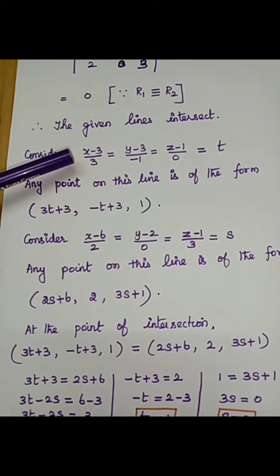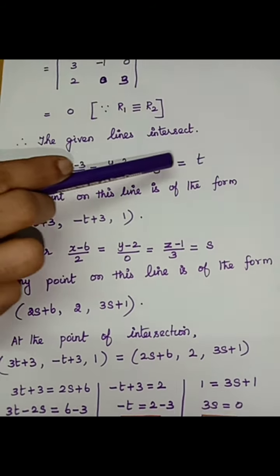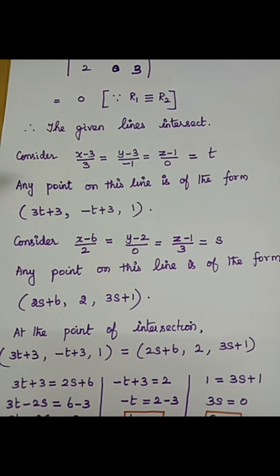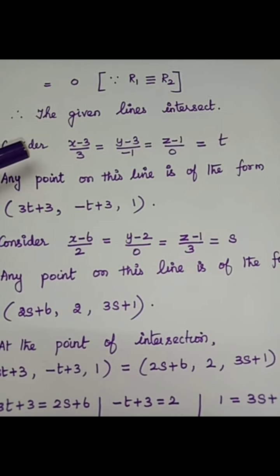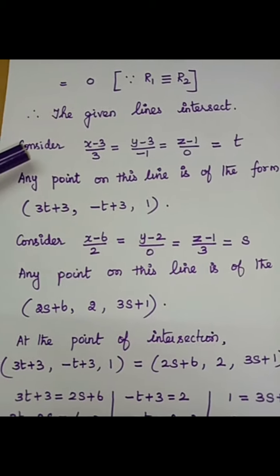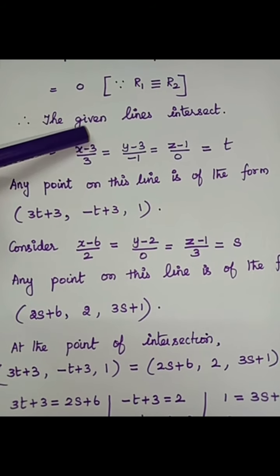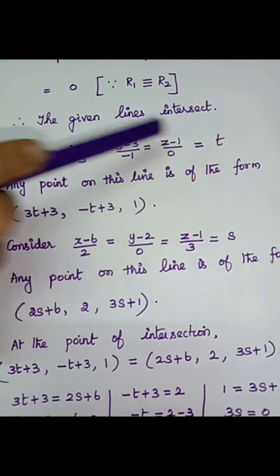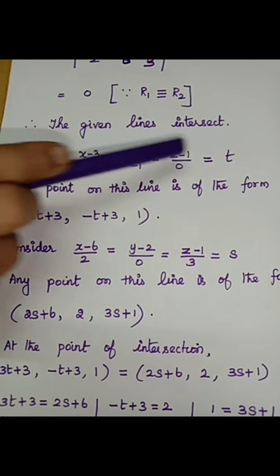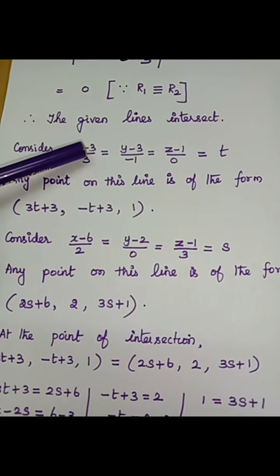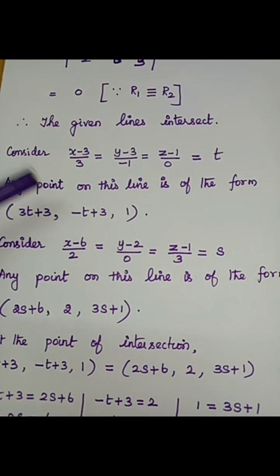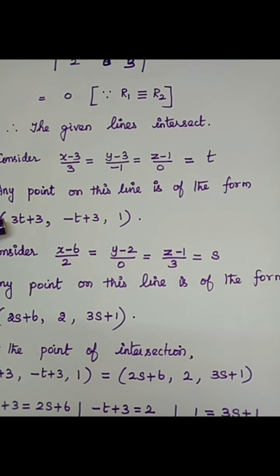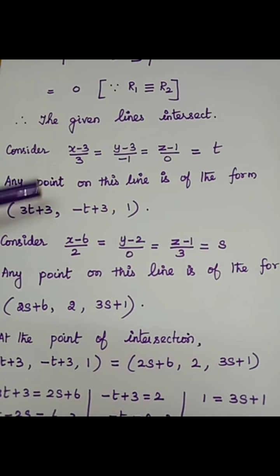So for that you consider the first line and equate it to t, and you are going to find a point on this line. Okay, so you have to find what is x, what is y and what is z. You take the first term, x minus 3 by 3, which is equal to t. So the denominator 3 into t, 3t, minus 3 when you take it to the right side it will become plus 3. So you are getting x is equal to 3t plus 3.